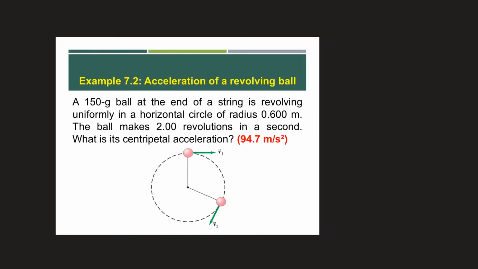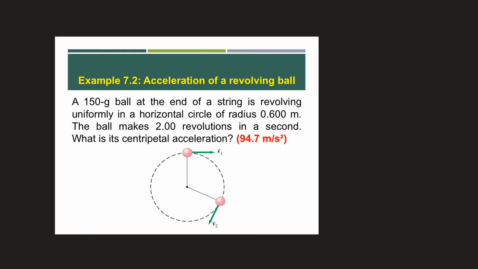So you have this one where a 150-gram ball at the end of a string is revolving uniformly in a horizontal circle of radius 0.60 meter. So we can actually say that this is basically the radius. The ball makes 2 revolutions in a second, which is going to be the frequency. So what is its centripetal acceleration?